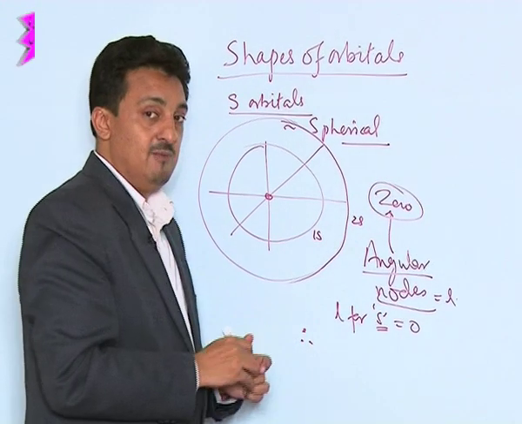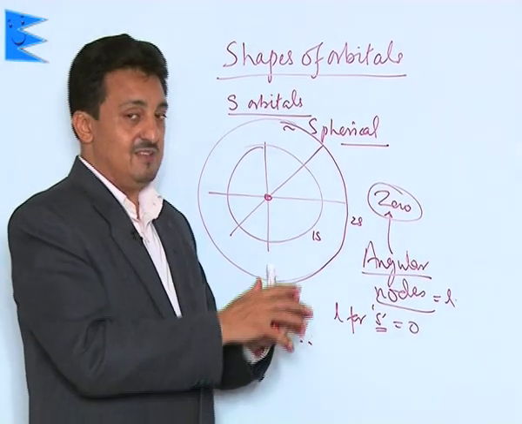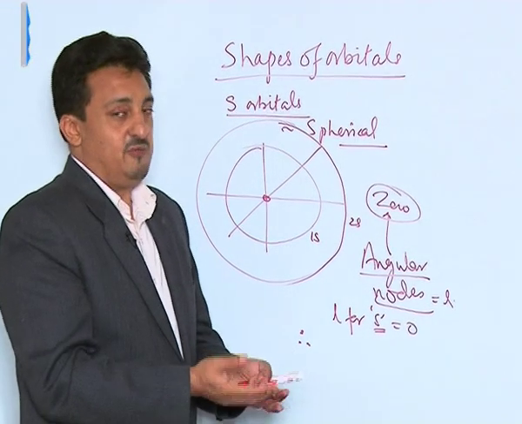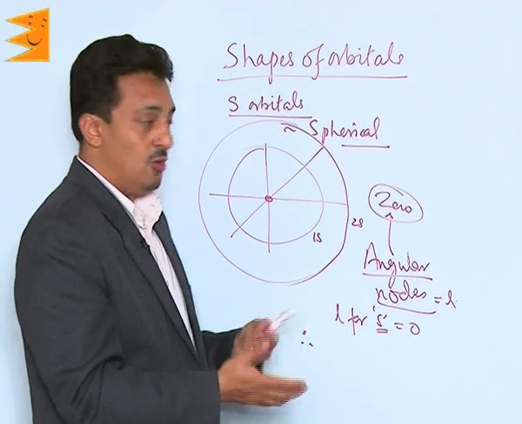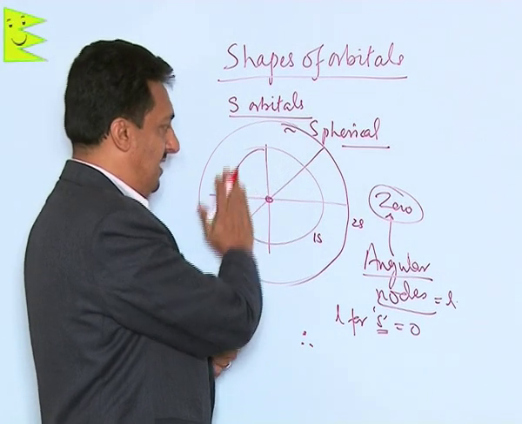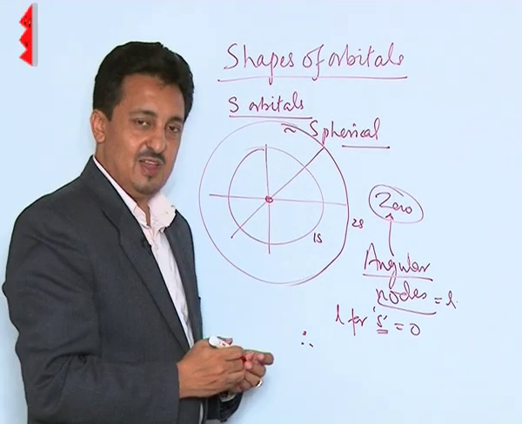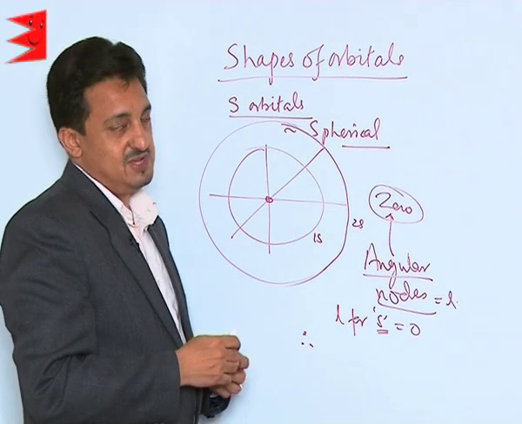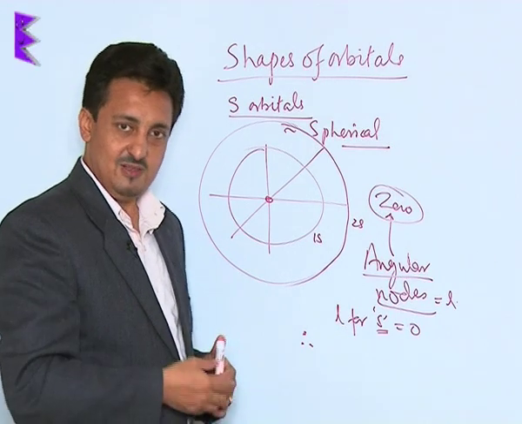And that is how we came to know that they are spherical in shape, because that is the only possible shape we can have if we don't have any angular node. That means we cannot have any angle or plane along which the probability of finding the electron is 0. So that's only possible when the shape of the orbital is spherical.